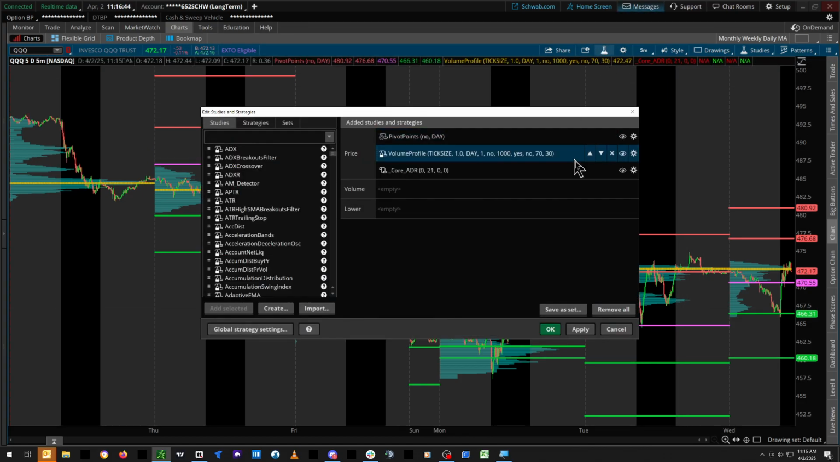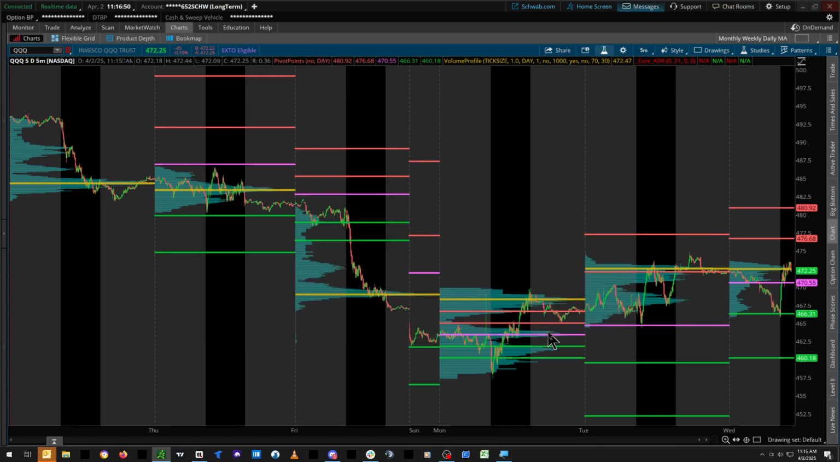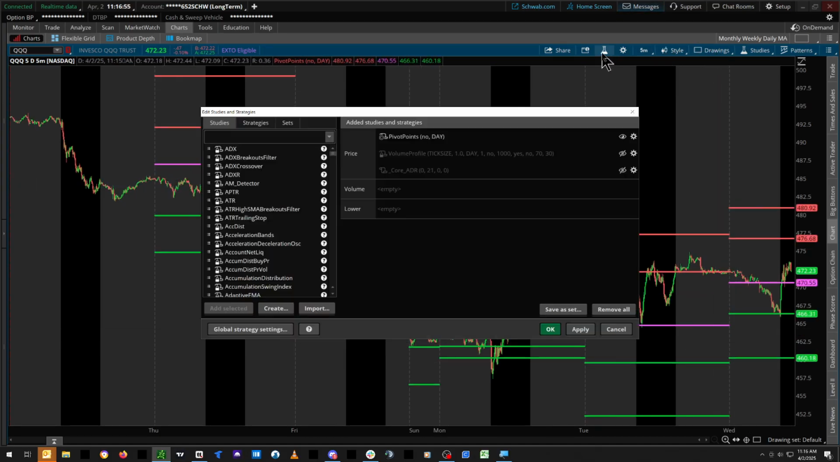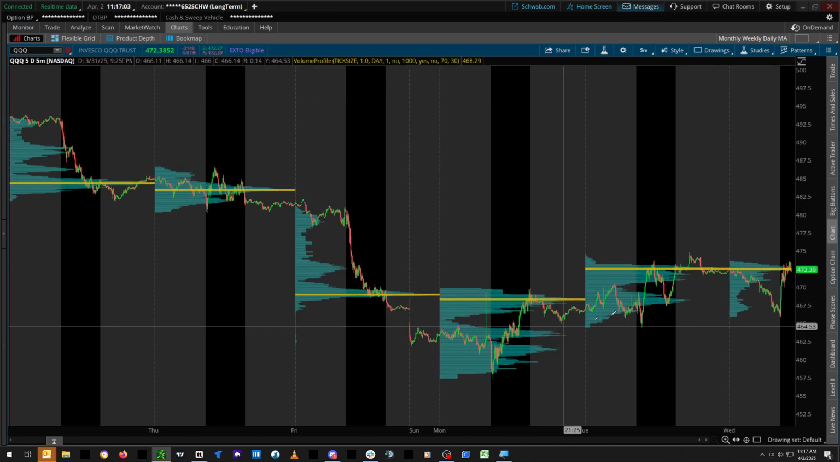So for the moment, I'm just going to talk about what these are individually, and then you can decide which ones you want to add to your chart, if any. What have I got turned on? That's not what I want to do. I want to do volume profile first, because then we'll talk about TPO as well.